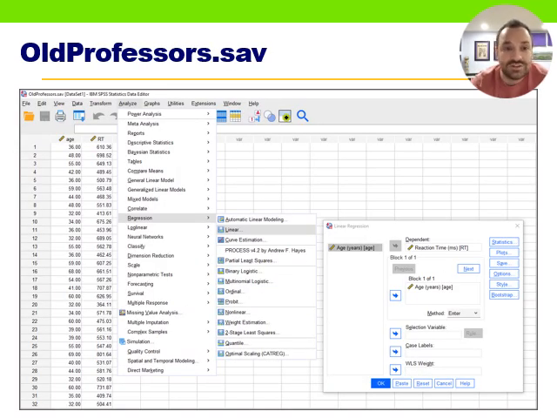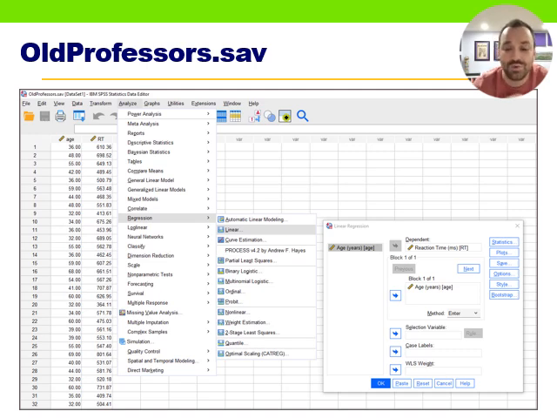Our data file here is called oldprofessors.sav. For each professor, we know two things. We know how old they are. That's our first variable, age. And we know their average reaction time in milliseconds, which is that second variable, RT, on the right.